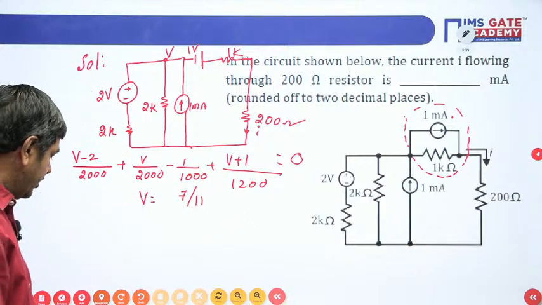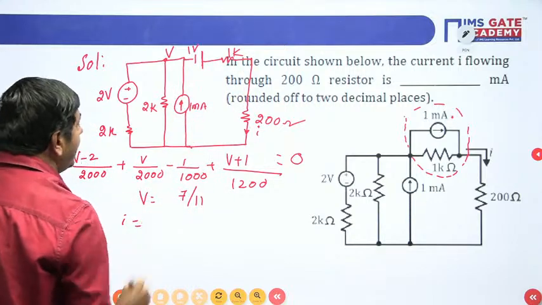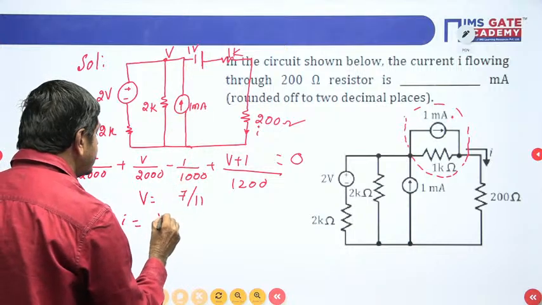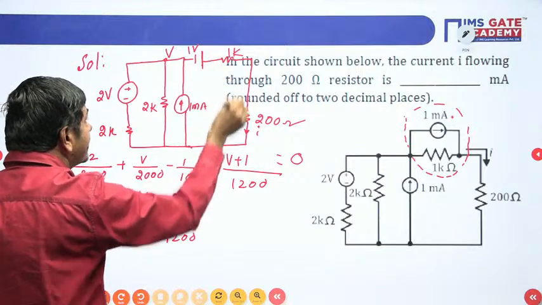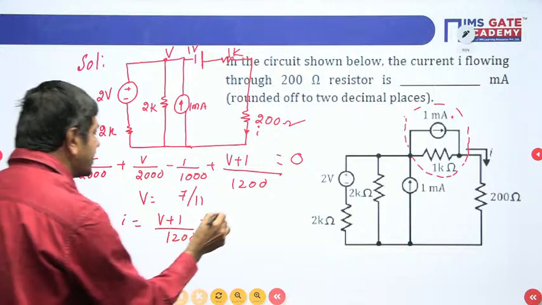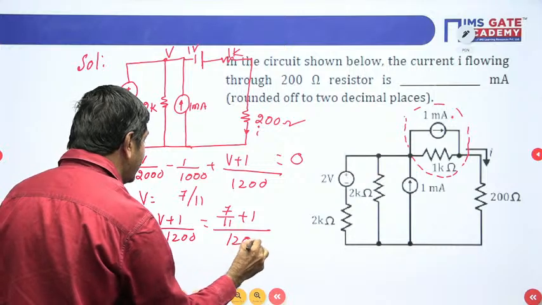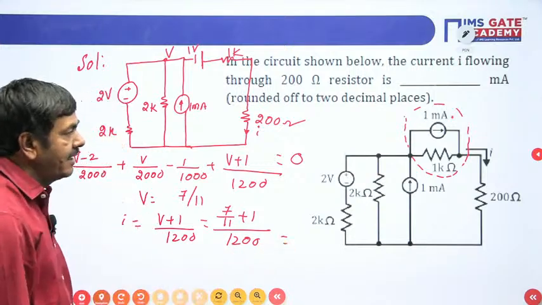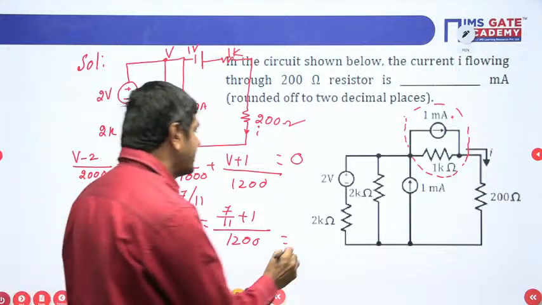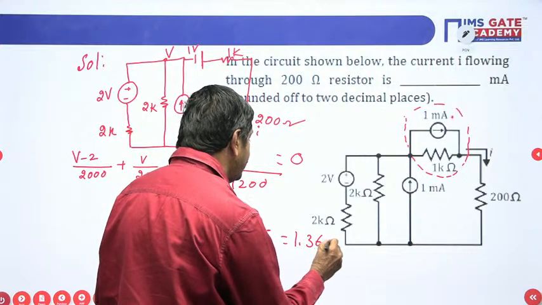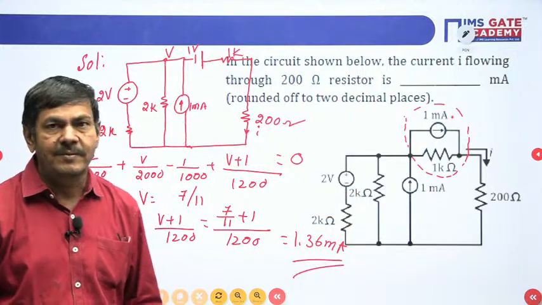By using this voltage, you can determine current I. This side it is passing. Current I is nothing but V plus 1 divided by 1200, the current we have this side. V plus 1 by 1200. You know V value 7 by 11 plus 1 by 1200. Use the calculator, that current is 1.36 milliamperes. This is the current from this network, I can say now. Understand now?